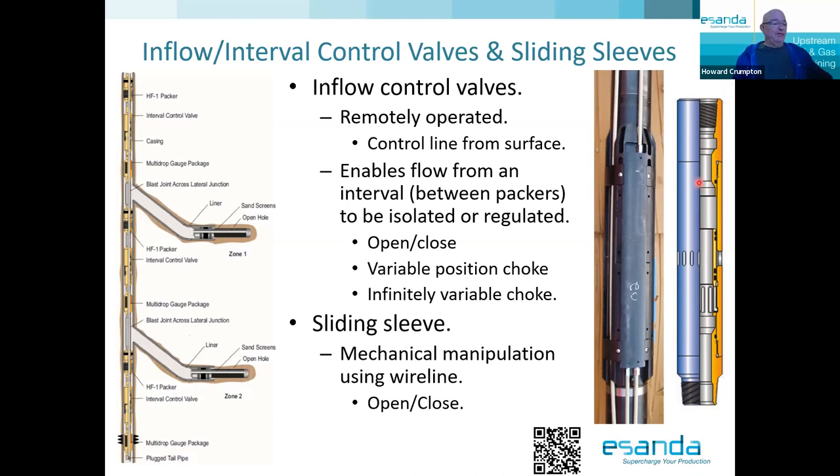There is a mechanical equivalent, which the industry calls a sliding sleeve. And the sliding sleeve is opened and closed using mechanical manipulation. And the mechanical manipulation tool is, again, deployed on wireline. So it's lowered into the well on slick line, impacts against the shifting sleeve, against a collar inside, and opens or closes it.